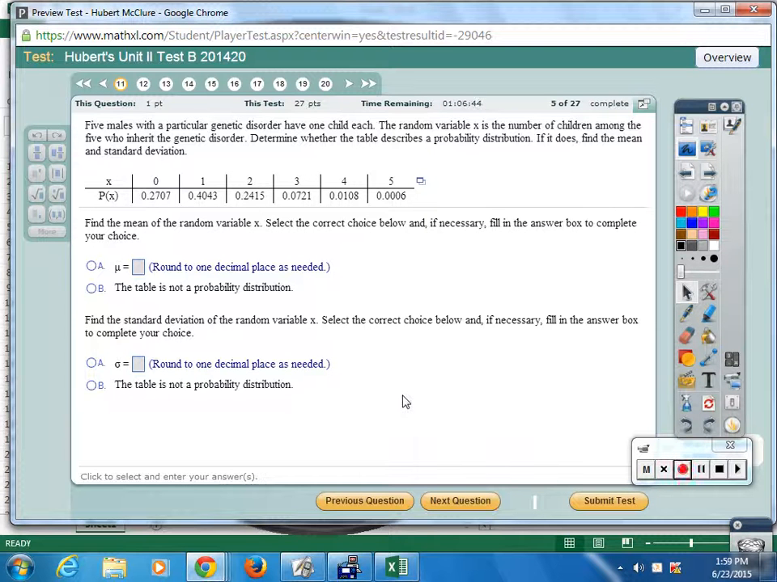5 males with a particular genetic disorder have 1 child each. The random variable X is the number of children among the 5 that would inherit the gene disorder. Determine whether the table describes a probability distribution. First of all, what you got to do? Check to make sure each one of them is between what? 0 and 1. Then what you have to check? So do that. This is another 5.2 question where you got to find the mean and the standard deviation.